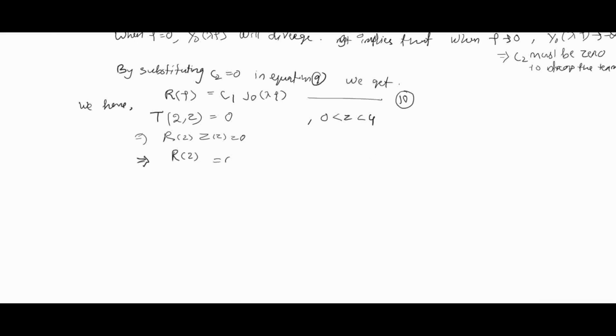R2 is equal to 0. That implies what? R2 means what? We have C1 J0 lambda rho is equal to 0. That implies J0 lambda rho is equal to 0. Clear? So this is an equation which we have to solve. If it is solved, we will get the zeros of the Bessel function.